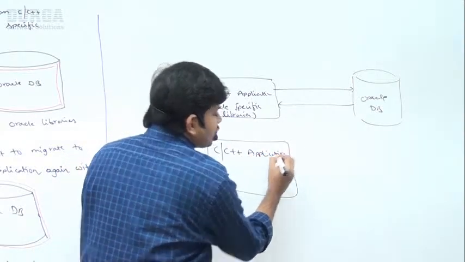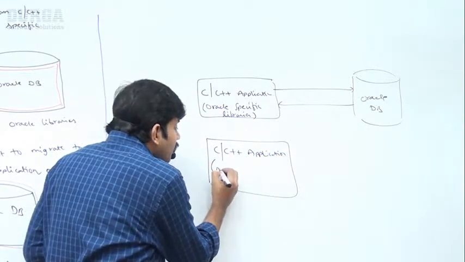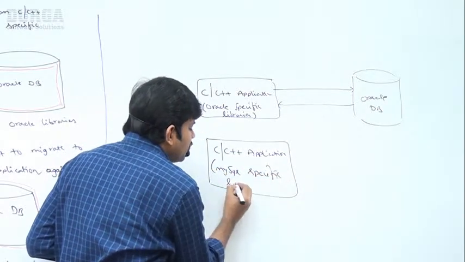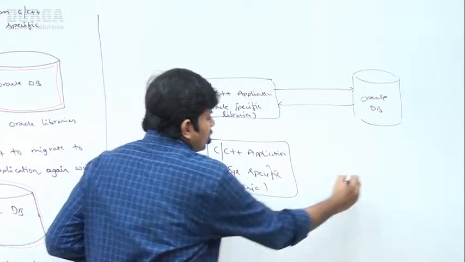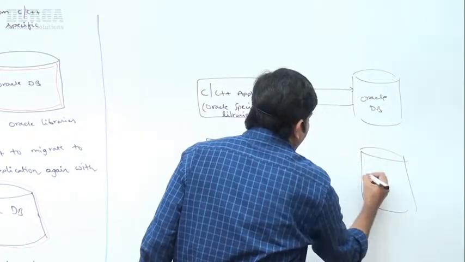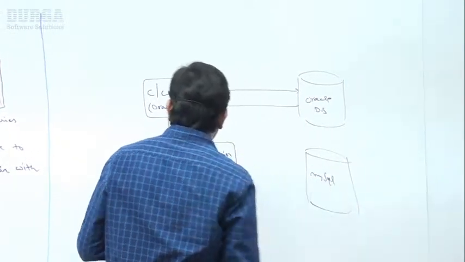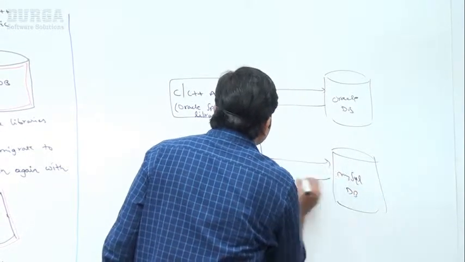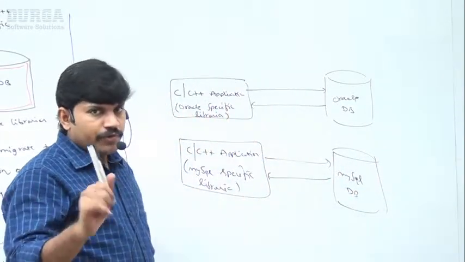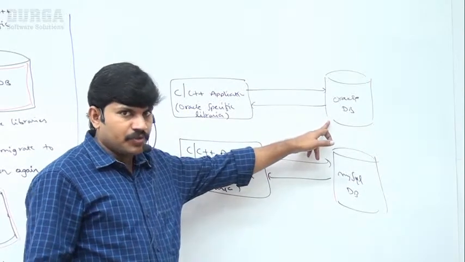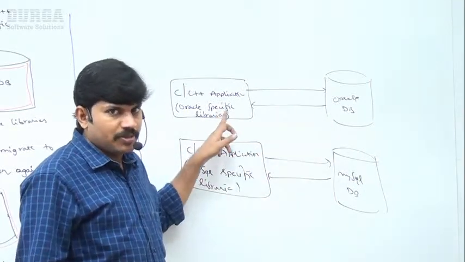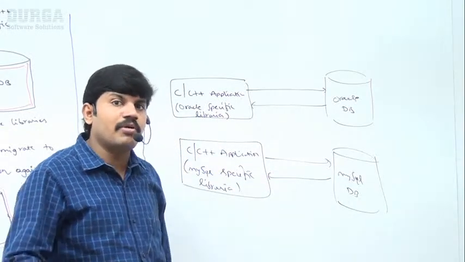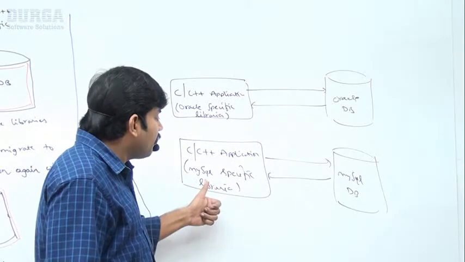So another C application I must develop, with the MySQL specific libraries. I have to rewrite a new application once again. This is the MySQL database. Have you observed? If you want to communicate with the Oracle database, you have to use Oracle specific libraries in your program. If you want to communicate with MySQL, we have to develop a new program with the MySQL specific libraries.